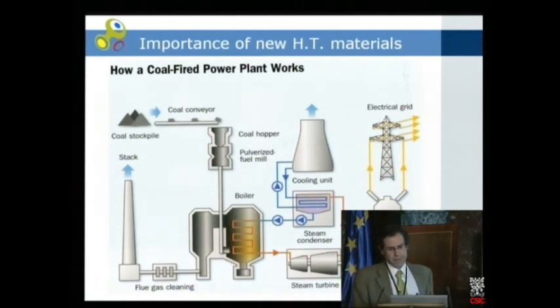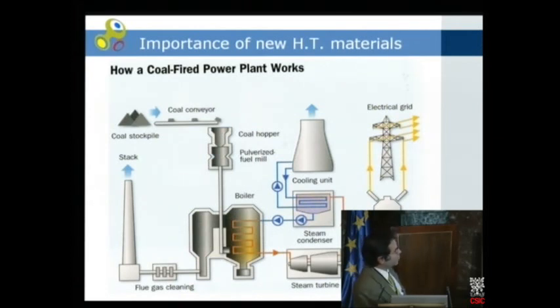a coal-fired power plant. In this case, as you see, we use coal, pulverized coal. We put this coal in the boiler, and then we obtain electricity. Following this scheme, this coal is put here in the boiler, and then there is an entry of air or oxygen in order to make the combustion of this coal. So a high temperature is developed here in the boiler.